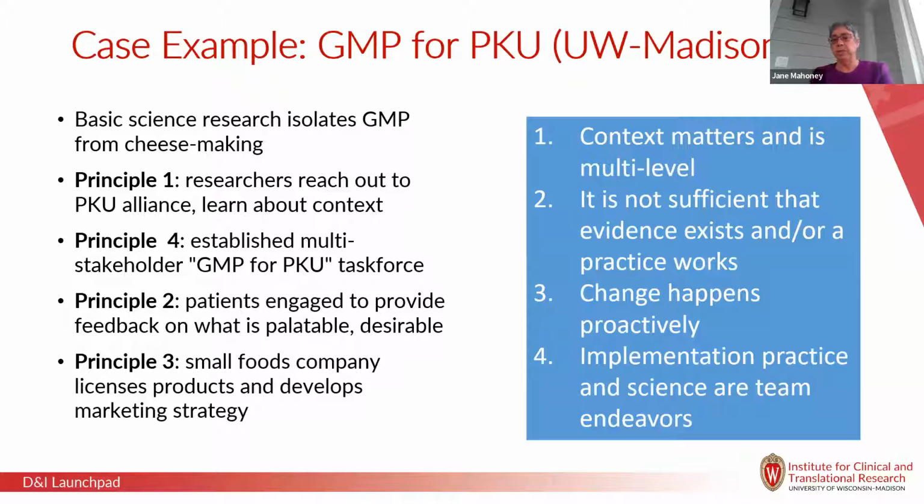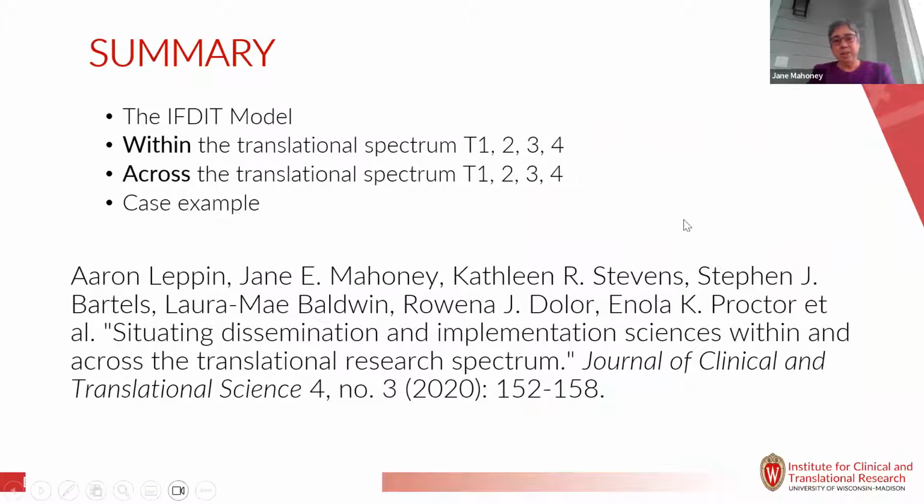Understanding how to reach out to stakeholders, and proactively working with stakeholders, proactively beginning to identify how to make it palatable and desirable as a food source, and then bringing in team science very early on, including the end user stakeholders. So in summary, this IFTIT model, we feel, applies both within the translational spectrum in each stage, T1 to T4, and then across the translational spectrum, and helping to more quickly move things from the basic observation of GMP as a byproduct of whey to having a food source that could be marketed nationally.